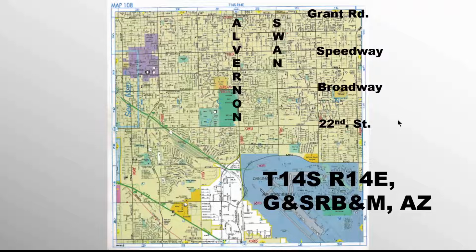From Alvernon going east, you have Swan Road. Going west 1 mile, you have Country Club. Another mile west of that is Campbell, and so on. So Tucson and Phoenix are largely laid out along the government survey grid, along these township lines and section lines.